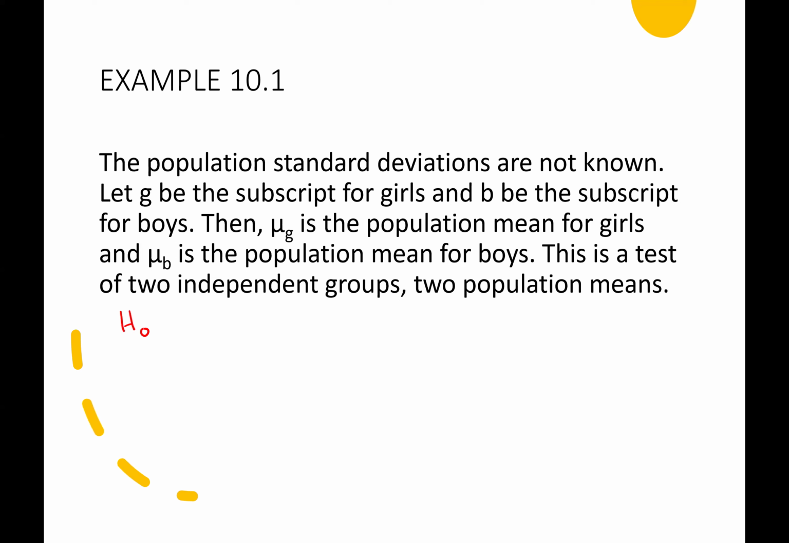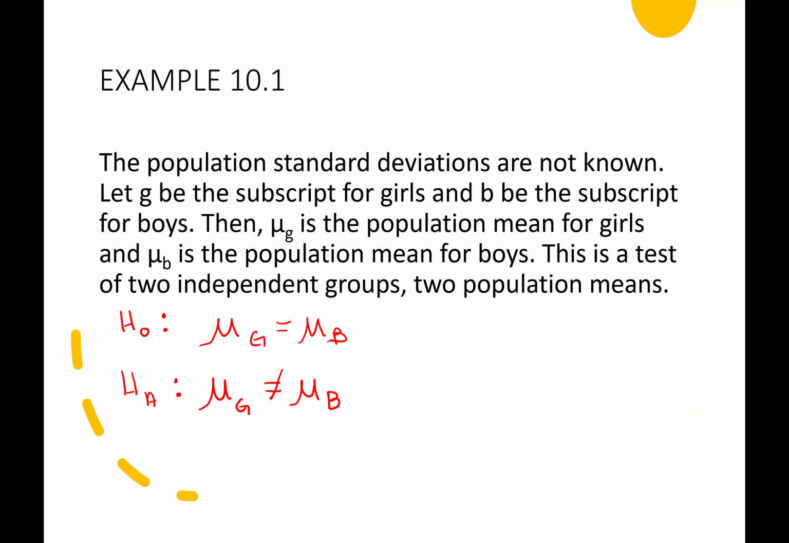Population standard deviations not known, correct? And we're going to let G represent girls and B represent boys. So what are we trying to test here? We're trying to test if these two averages are different or not. So we want to know, is the mean of the group of girls, the population of girls, different than the mean hours that boys play? Are they different? So the null hypothesis would be what? The same?